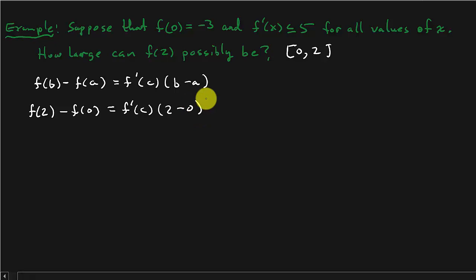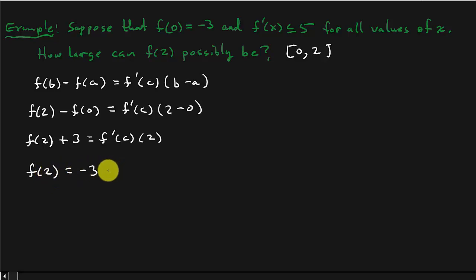So let's see what we get. This is going to be f(2). We're going to leave that as f(2) because we don't know what that is. That's what we're trying to find. How large can it possibly be? And that's going to be plus 3 because f(0) is negative 3, so minus and minus is a positive, equals f'(c) times 2. And so that gives us f(2) is equal to negative 3 plus 2 times f'(c).